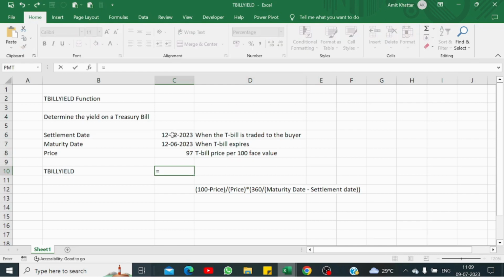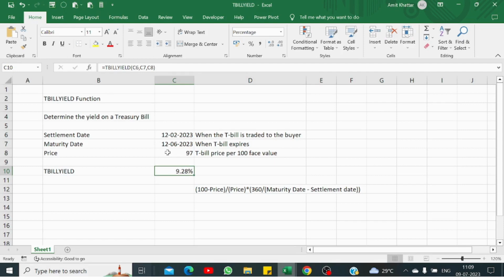So the yield would be, we'll use this function. I'll select the settlement date, the maturity date, and the price. I'm getting the return to be 9.28%.